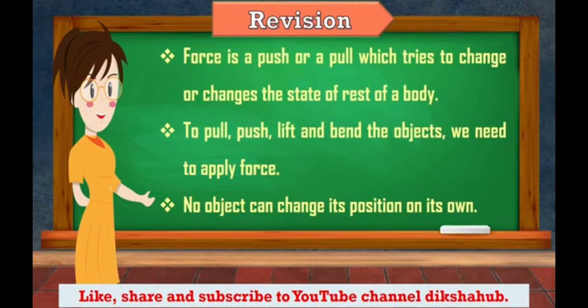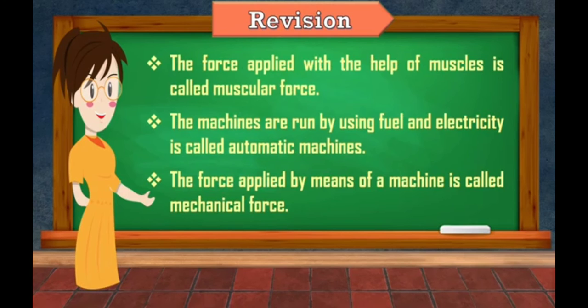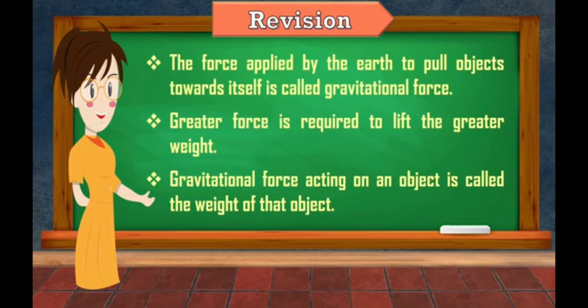Force is a push or a pull which tries to change or changes the state of rest of a body. To pull, push, lift, and bend objects, we need to apply force. The force applied with the help of muscles is called muscular force. Machines that are run by using fuel and electricity are called automatic machines. The force applied by means of machines is called mechanical force. The force applied by the earth to pull objects towards itself is called gravitational force.